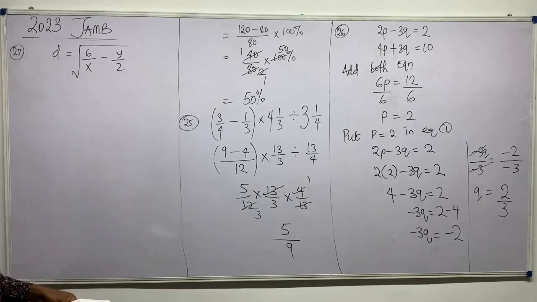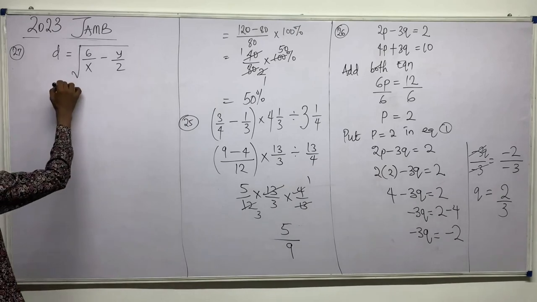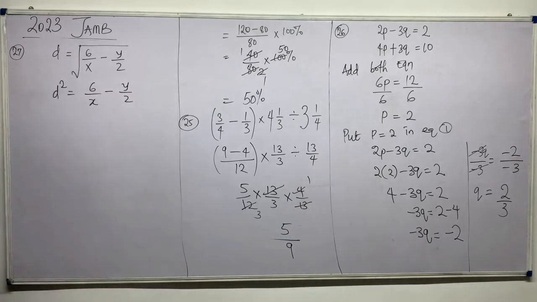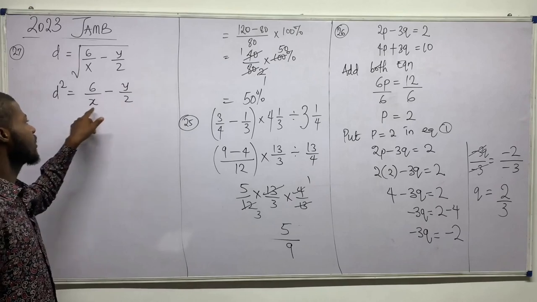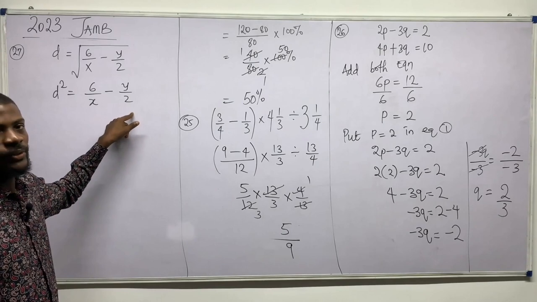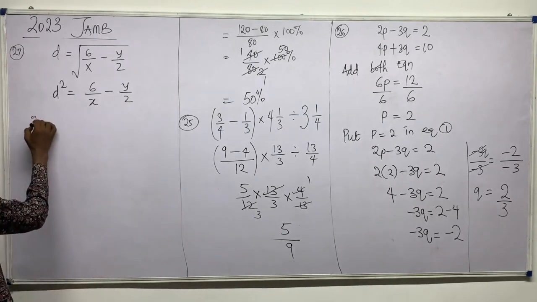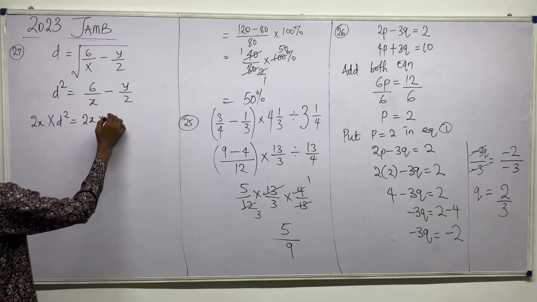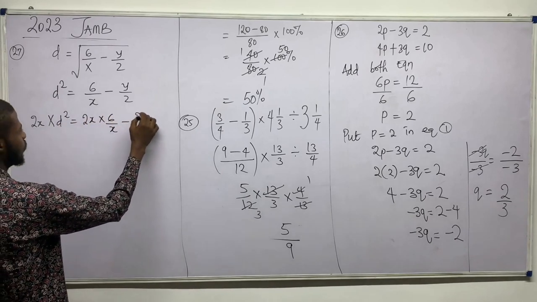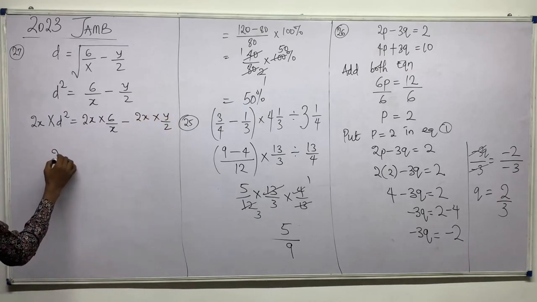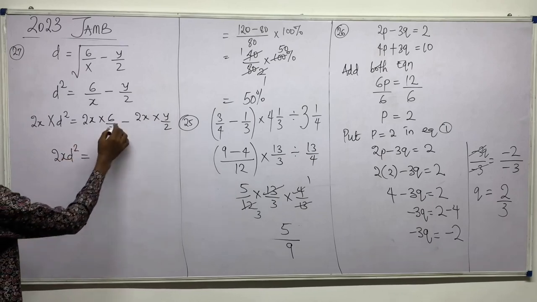And what is the opposite of square root? Squared. So this will become d squared equals 6 over x minus y over 2. What will be the next thing I'm going to do? The LCM here is 2x, right? So I'm going to multiply everything by 2x. So this is 2x times d squared equals 2x times 6 over x minus 2x times y over 2. 2x times d squared is 2xd squared. x will cancel x, right?